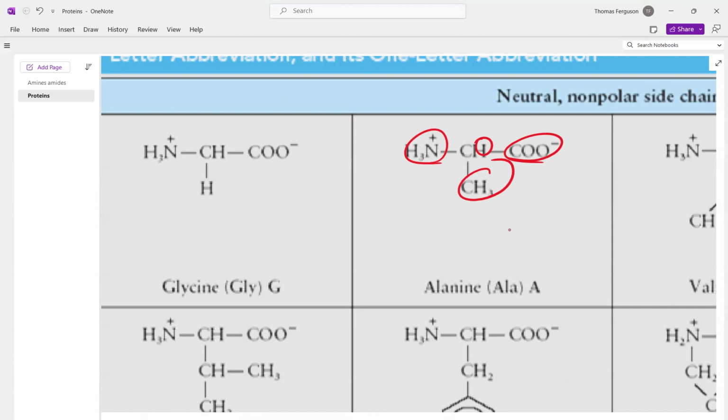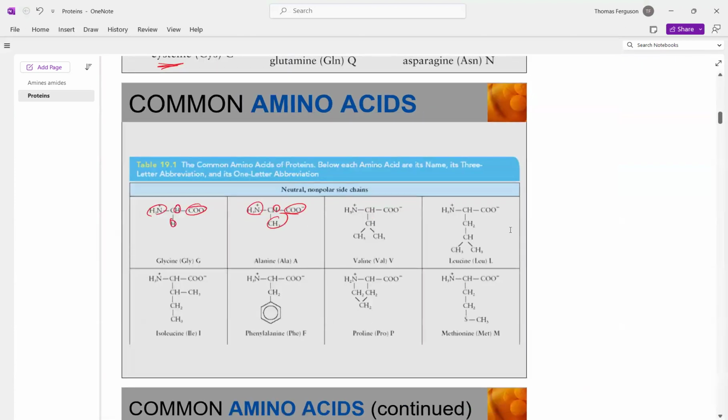So the alanine can be either D or L. Notice with glycine, though. Glycine only has 3 different independent groups, not 4. So glycine does not come as a D or an L. It's a non-chiral carbon. It's the only one. Okay, so the neutral, nonpolar are all basically alkanes. This one's a little bit different because of that S there, but it's still pretty nonpolar.